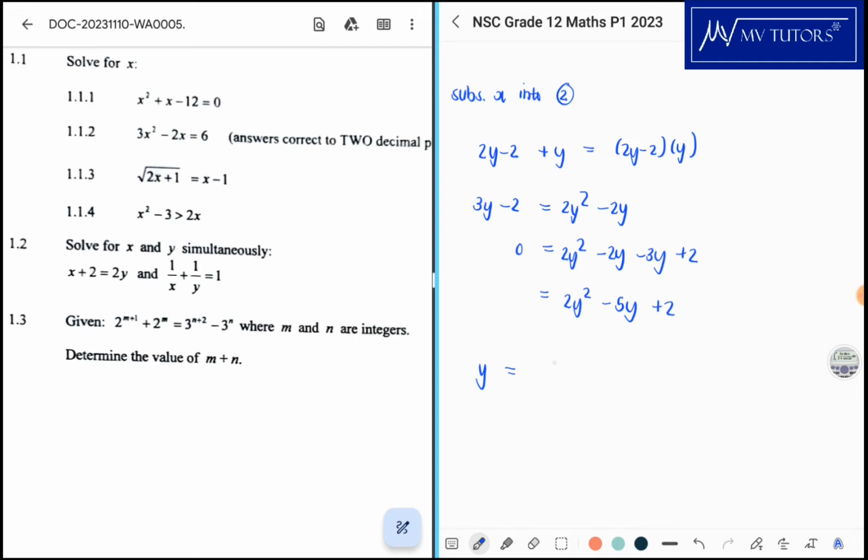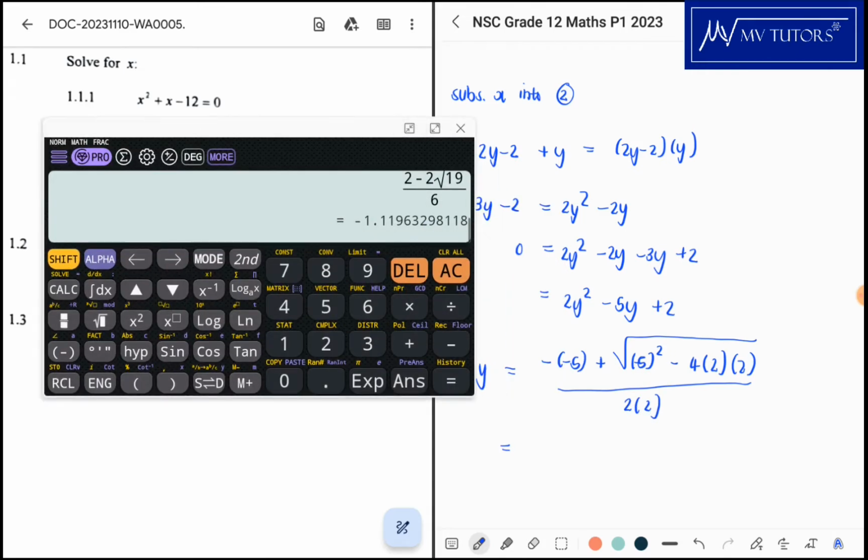So y, we have minus b, so that's minus 5 plus b squared minus 4ac, under the square root, divided by 2a. And let's see what the values of y are. So we have minus 5.